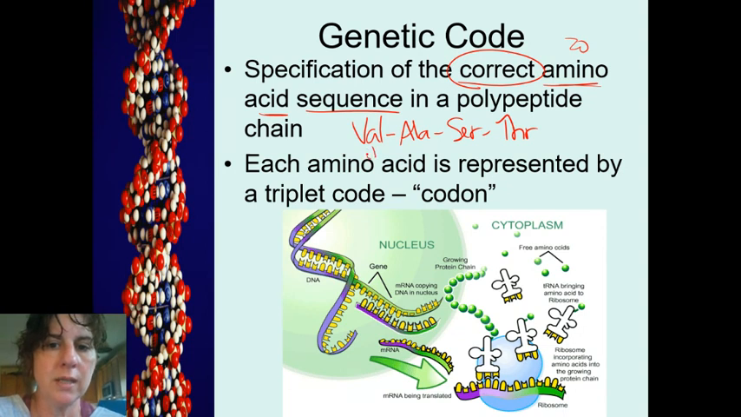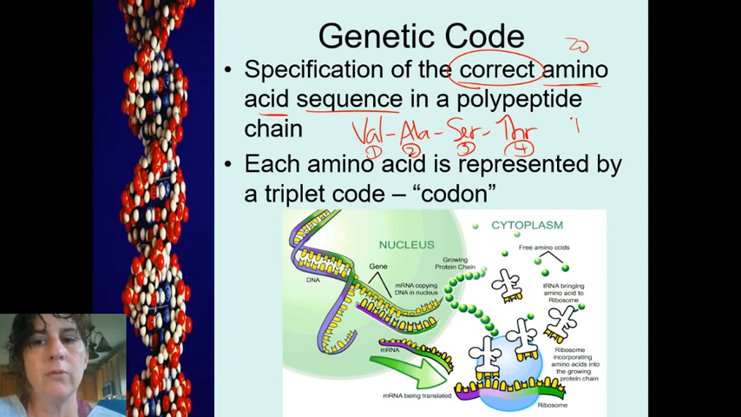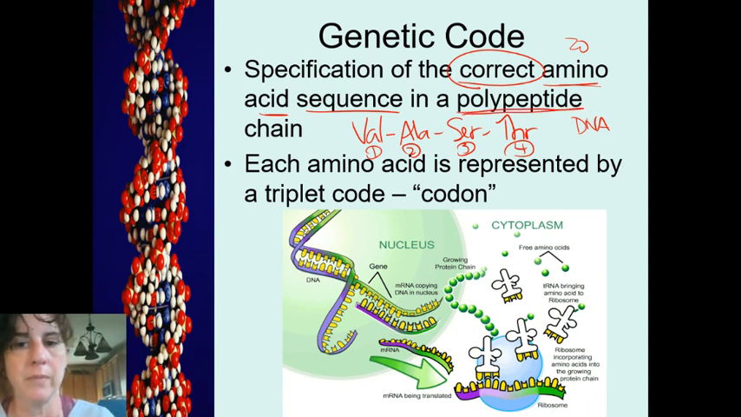Each one of these is an amino acid. The order of these, valine first, then alanine second, then serine third, and then threonine fourth, is coded for by the DNA. So the DNA says, I want you to put these in this specific order to make this specific polypeptide, which will become that protein.